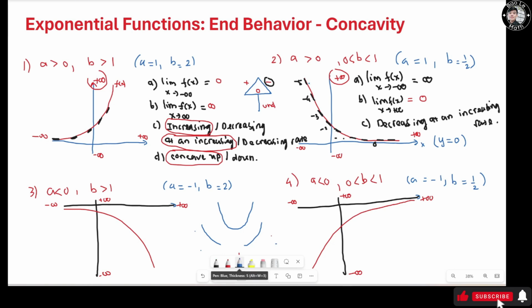Now we need to determine if the function is concave up or concave down. So this is part of this shape right here. So the function is concave up. Alright, let's move on to number 3.